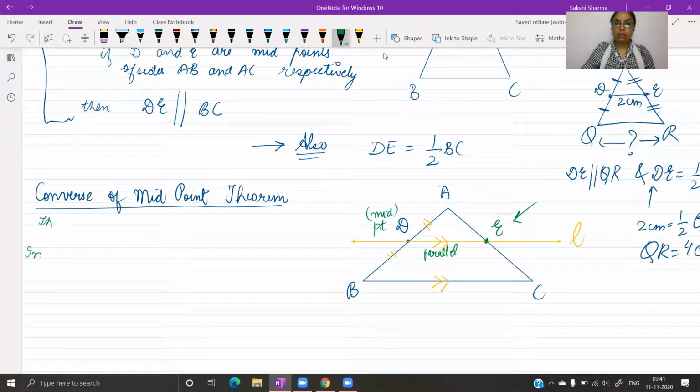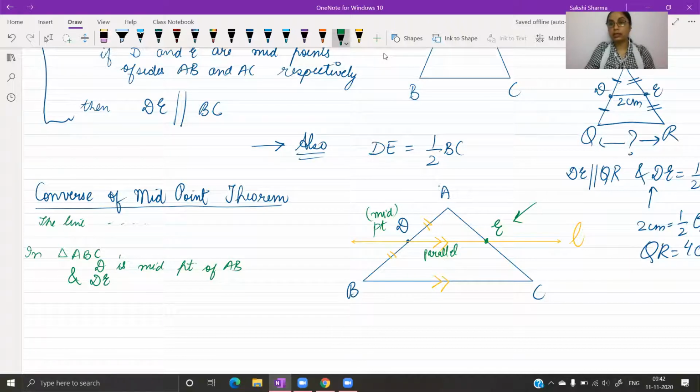So after you have written that statement, the line drawn through the midpoint of one side parallel to the second side is bisecting the third side. Mathematically, how will we write it? In triangle ABC, D is the midpoint of AB, and there is a line or a line segment through that point. A line or line segment is going through D which is parallel to the other side. So we start from the midpoint of AB, a parallel is drawn to BC, and then eventually the conclusion will be that this second end point E will be the midpoint of the third side.